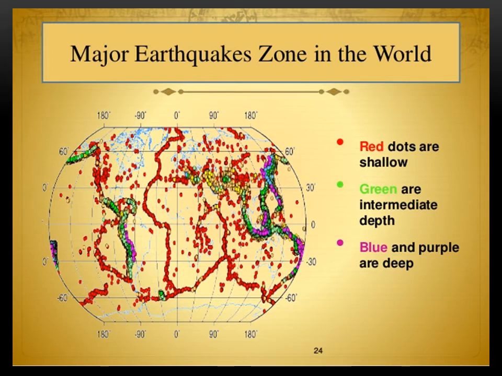This is another figure that shows major earthquake zones in the world, and you can see there are a lot of red dots which show shallow focus points. Then we have a few green points, which are of intermediate depth, and some of them are blue and purple. You can see the blue and purple points, and their focus points are very deep.